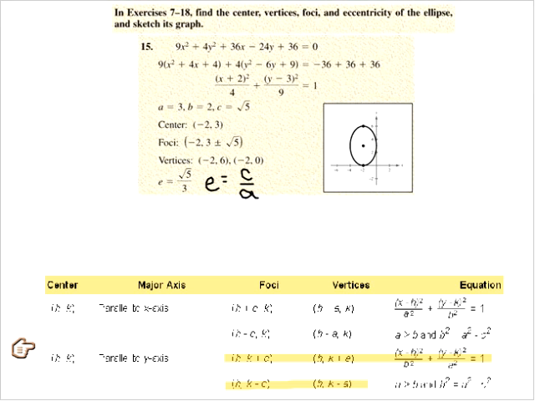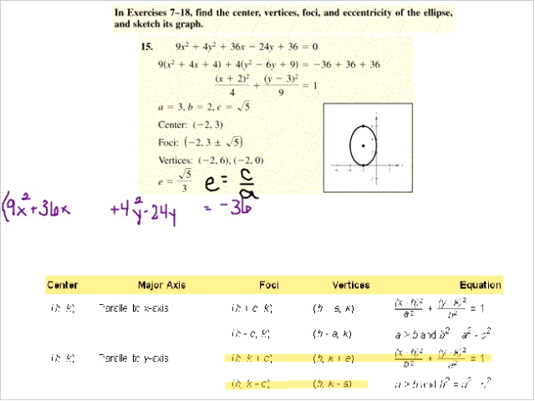write the equation in this form here. To do that, we're going to separate the x's from the y's, and then move the constant to the other side. So I'm just going to rewrite it as 9x squared plus 36x. Then I'm going to leave some spots here and move on to my y. So 4y squared minus 24y. Leave some spots, and I have a plus 36, so I'm going to subtract 36 from both sides.